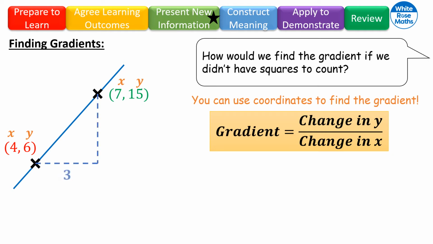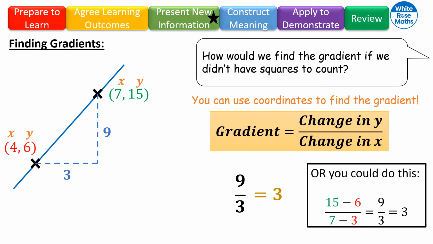If I look at my x coordinates, I've got the difference between 4 and 7, which is 3. And then if I look at my y coordinates, I've got the difference between 15 and 6, which is 9. And now I've got my change in y divided by change in x, so that means your height divided by base, 9 divided by 3, which is 3. So this line has a gradient of 3, and I didn't need to count any squares.